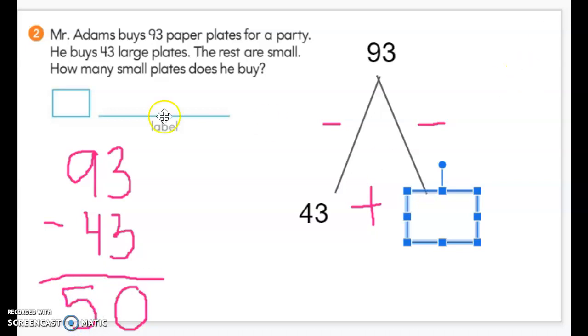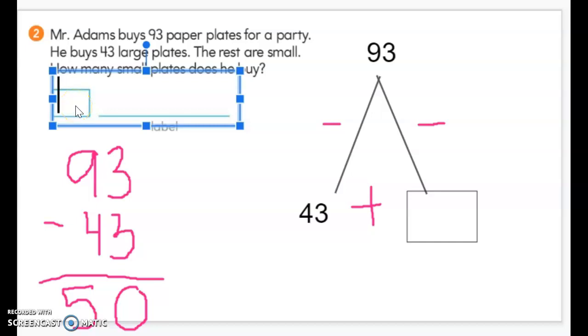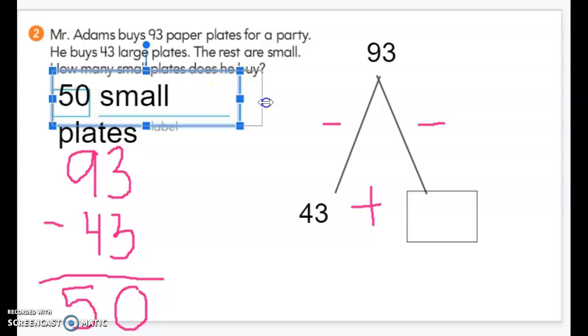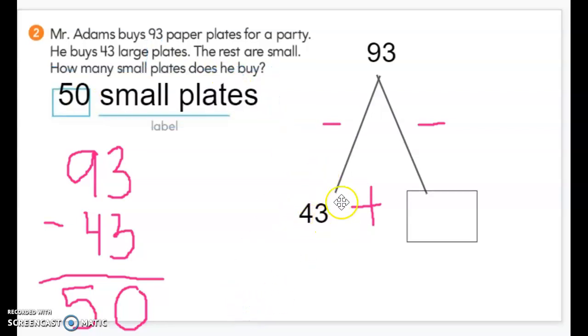50. Good work. If you need to change your work, make sure you go back and correct it. 53 small plates was our label. Because we know there are 43 large plates and 50 small plates for a total of 93 plates altogether.